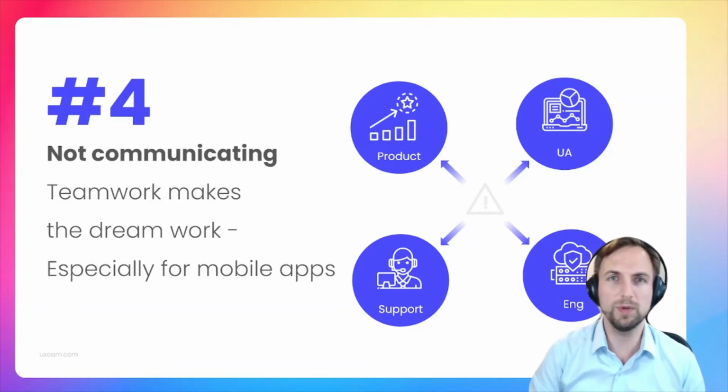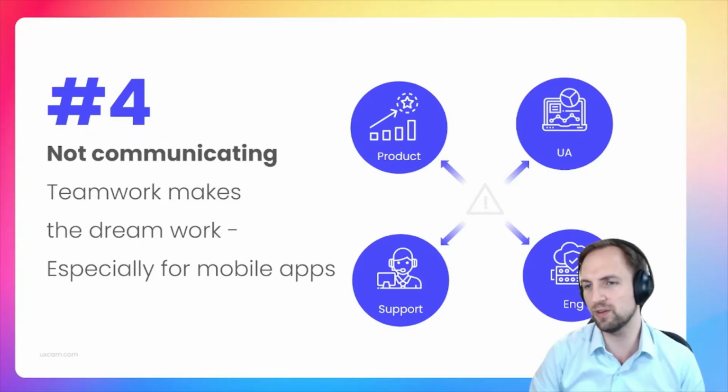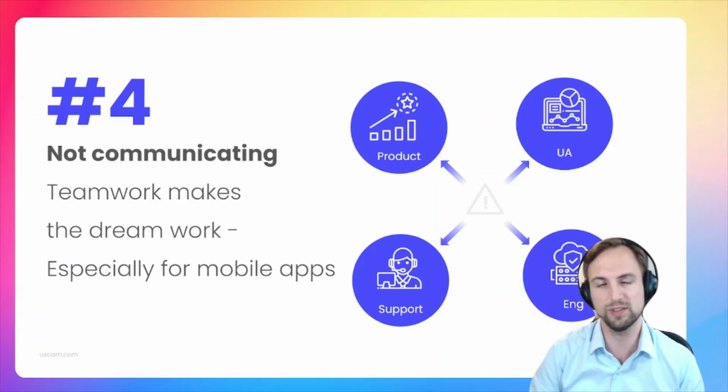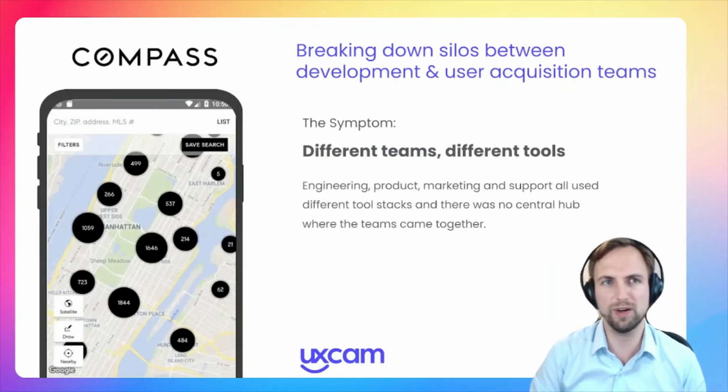And we see this, that more successful app development teams communicate better. You don't want to have everybody in silos. You don't want to have UA in their own tool, engineering in their own tool, support in their own tool, and product in their own tool. It just doesn't work as well. So another one of our enterprise customers, Compass Group, was breaking down silos between their development and marketing teams.